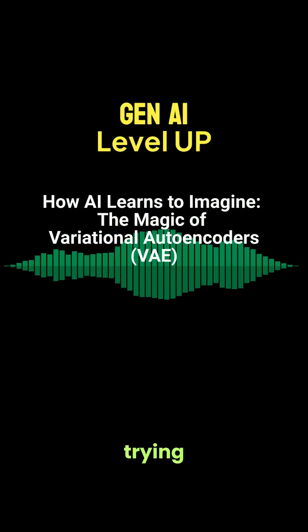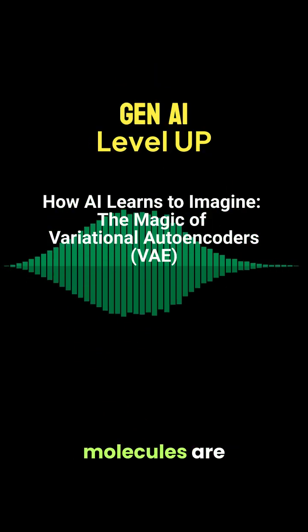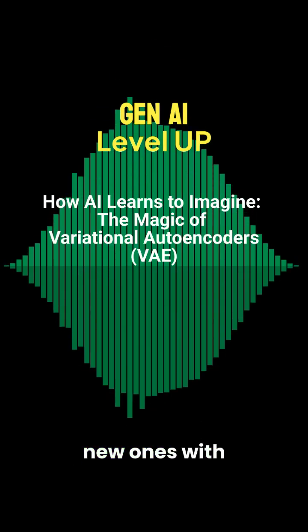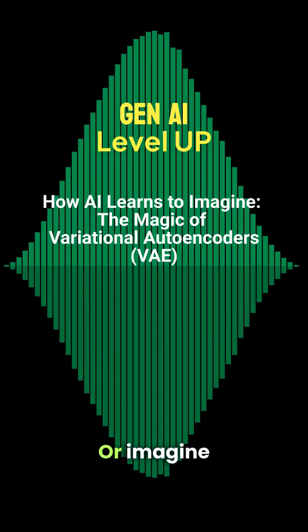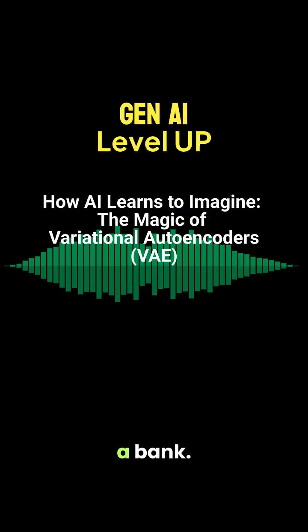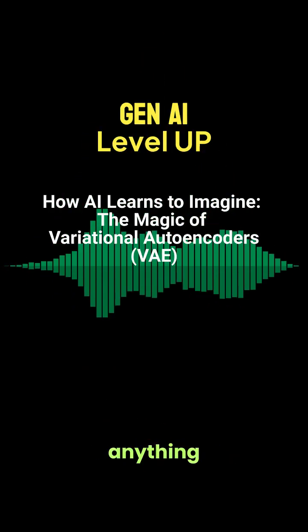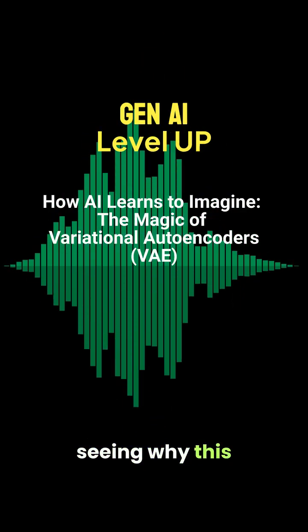Let's say you're a scientist trying to design a new drug. A generative model can help you understand how different molecules are structured, and then generate new ones with specific properties. Or imagine you're trying to spot anomalies, like fraudulent transactions in a bank. A generative model can learn the normal patterns and then flag anything that looks fishy. Okay, now I'm seeing why this is such a big deal.